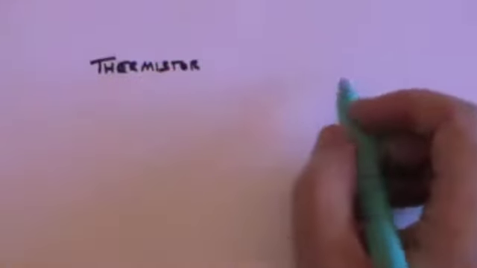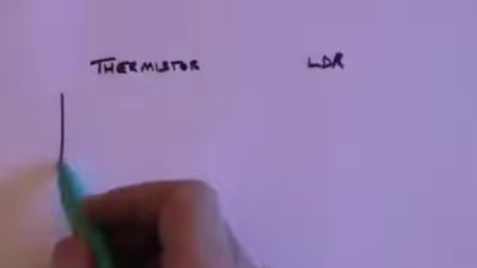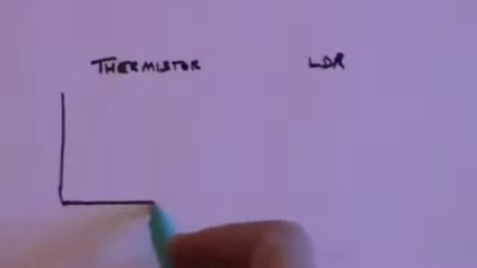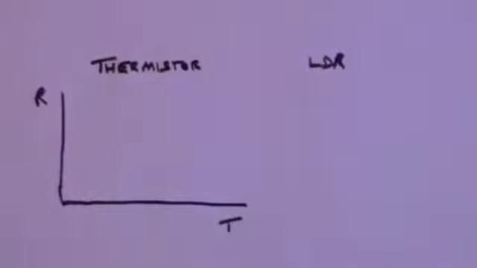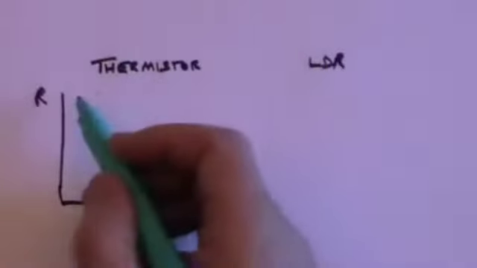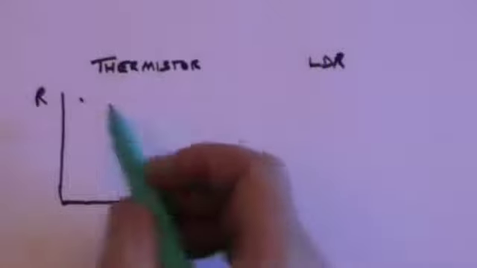In an earlier video on this series in electricity at GCSE level, we came across two components. One was called a thermistor, and another was called a light-dependent resistor. In each case, the resistance of these components varies. In the case of the thermistor, the resistance varies according to temperature. When it's very cold, the resistance is high. When it's hot, the resistance is low.